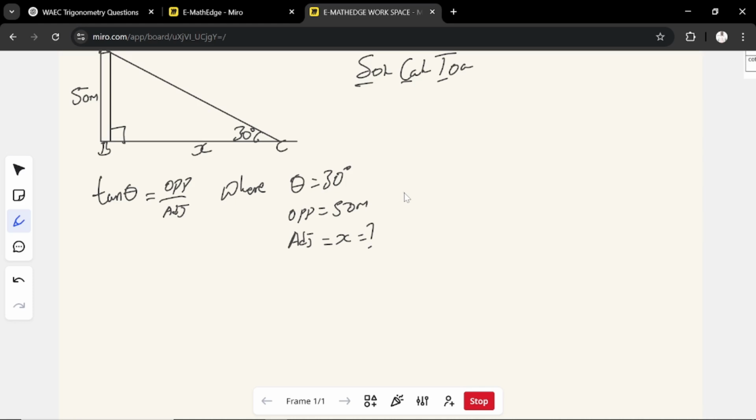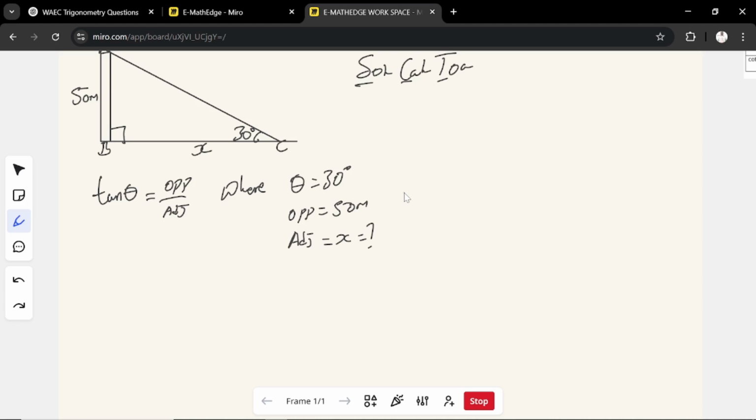So with this information, if we substitute these values into this formula, tan theta equals opposite over adjacent, we can obtain the value x, which is the distance from point B to C, which we were asked to find. So let's quickly do that.